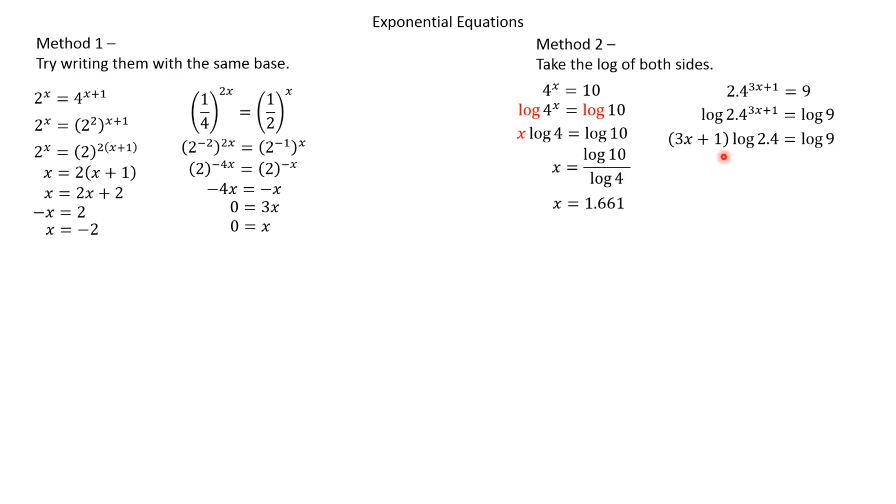So we have 3x plus 1 times log of 2.4 equals log 9. Log of 2.4 is going to be a very unpleasant number. Log 9 is going to be a very unpleasant number. There's a couple ways you could do this here. You could take this log of 2.4 and distribute it, which just kind of spreads out the unpleasantness. I'd recommend dividing it first. So you get this, 3x plus 1. That's nice. Equals log 9 divided by log 2.4.